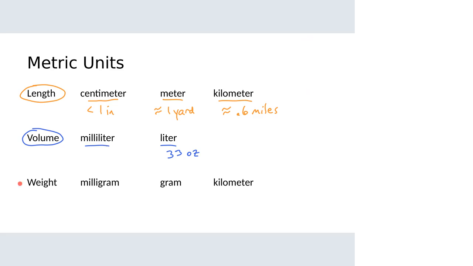Then we have weight, where the standard unit is the gram. And probably easier to have a frame of reference to a kilogram instead of a gram. Oops, that should say kilogram right there. A kilogram is 2.2 pounds. So a kilogram is about 2 pounds. So, if you weigh 150 pounds, then you weigh somewhere in the neighborhood of 75 kilograms, because a kilogram is about 2.2 pounds. And then the gram is our standard unit, and a milligram is even smaller still.